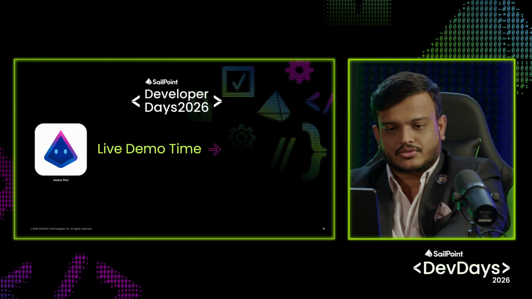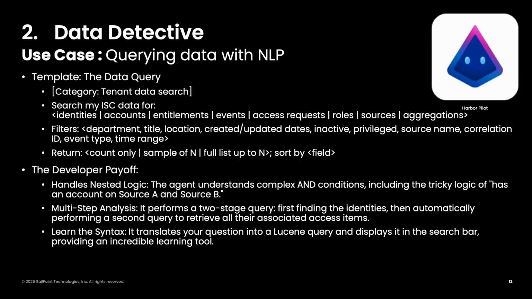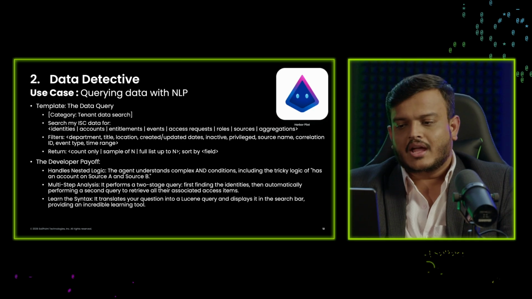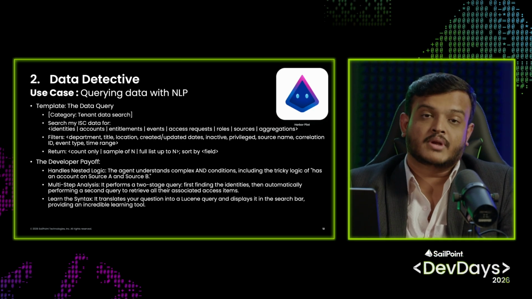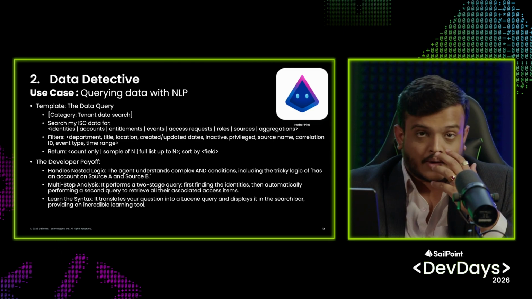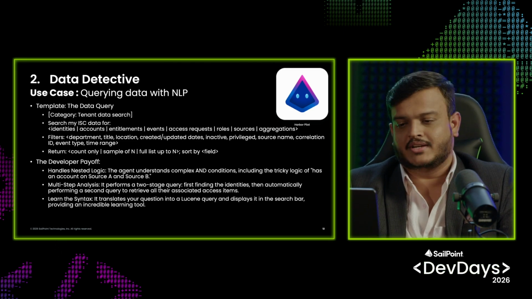Coming back to the presentation. So going forward from that to the data detective. Now with the data detective, we are moving forward from documented knowledge to your live data. The analytic agent acts as your data detective using the investigative search templates. You can ask complex questions about your identity warehouse, and it's going to build it, fetch it, and show you how you can do it, how you should do it.